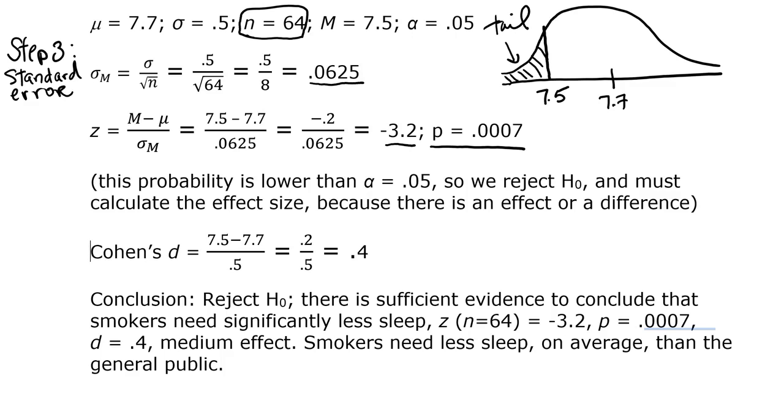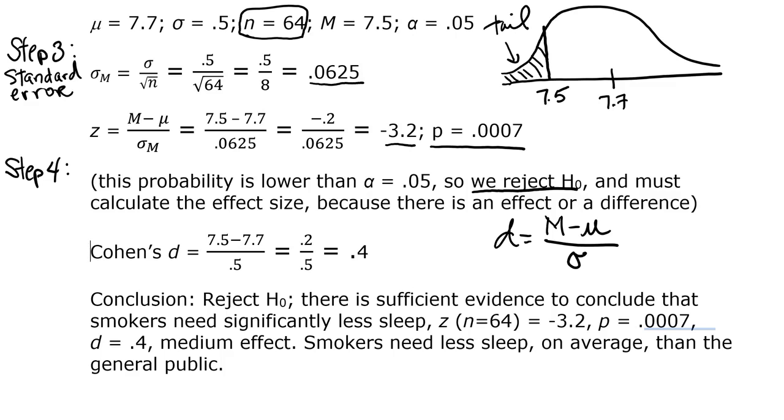So our decision, step 4, is to reject the null hypothesis. And since we're rejecting the null hypothesis, we must calculate the effect size because there is an effect or a difference. So again, Cohen's d, right? d is equal to, remember, sample mean minus mu divided by sigma. So it's 7.5 minus 7.7 divided by 0.5.